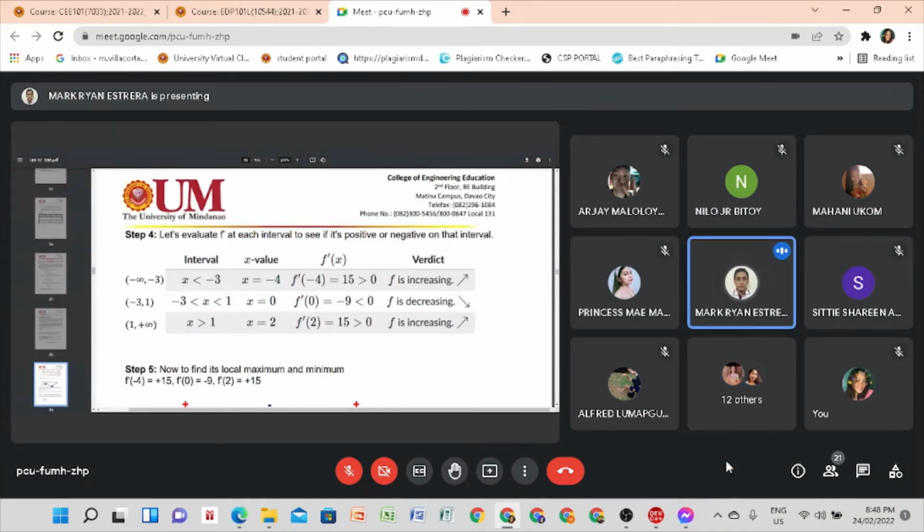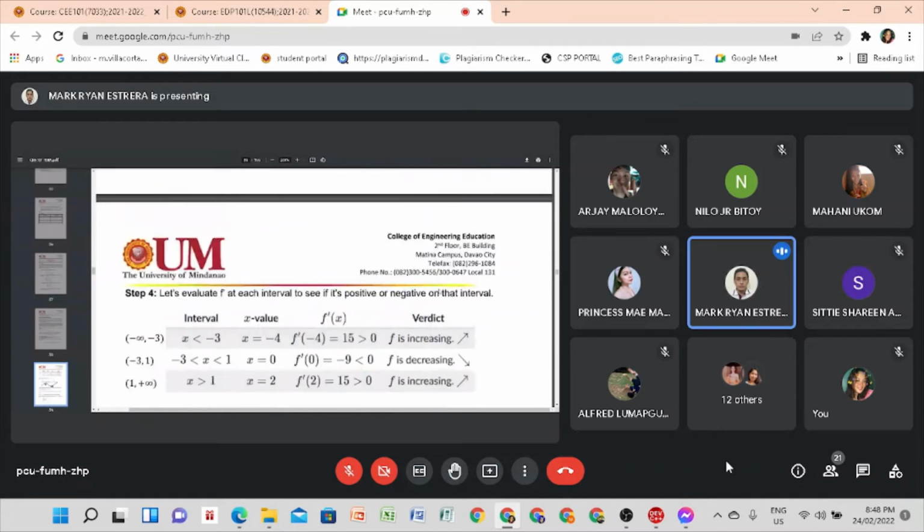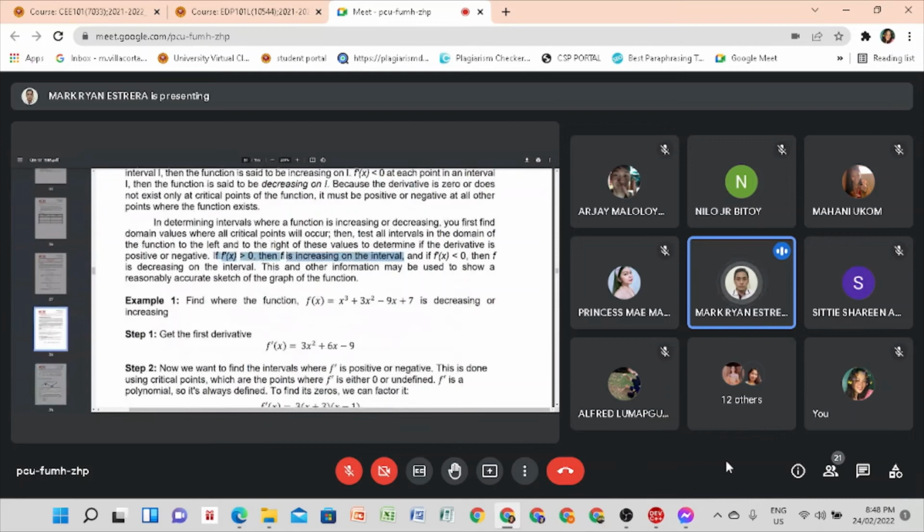But if you want to have a decimal number, you will start at negative 3.01. But here, we have a 1 unit difference, so negative 4 will do. If you want to use a decimal point, that's also fine. Now, again, substitute it into your first derivative of the function. It gives a conclusion that is greater than 0. And thus, you could say that the function f is increasing. Okay, again, because of this rule: if f prime of x is greater than 0, then the function is increasing on the interval. Now, next.